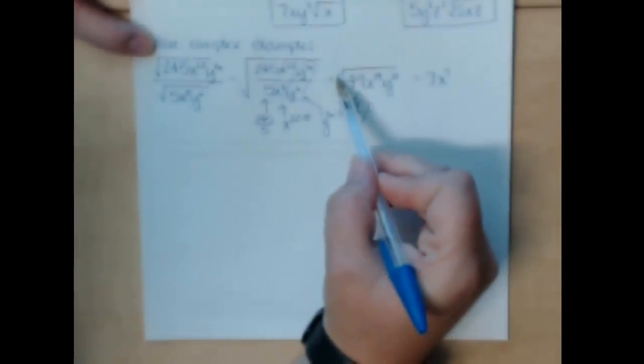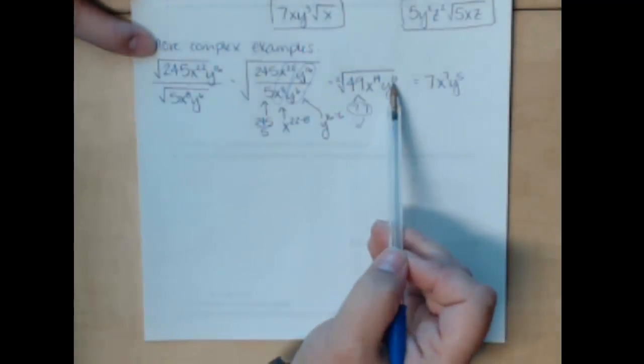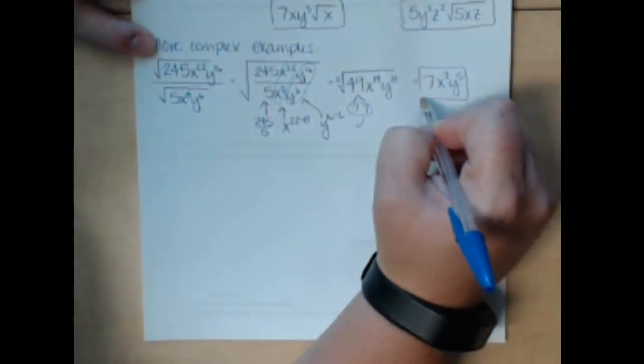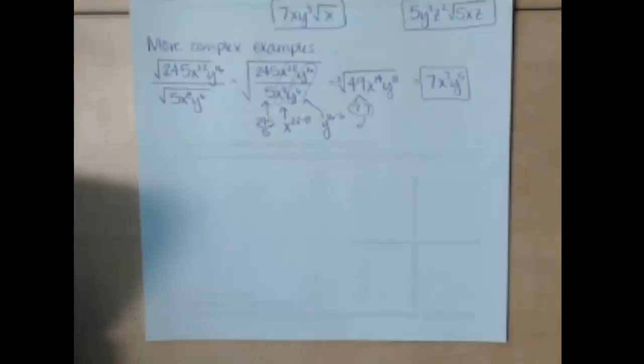So if I have no remainder, I have nothing left under the radical. Same thing with the y. 2 goes into 10 5 times. So that means I can bring out a y to the 5th. Since 2 goes into 10 evenly, I have no remainder, there's nothing left under my radical. So I don't even have a radical in my answer. Not too bad, right?